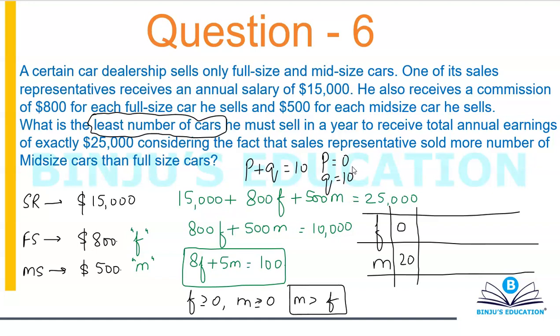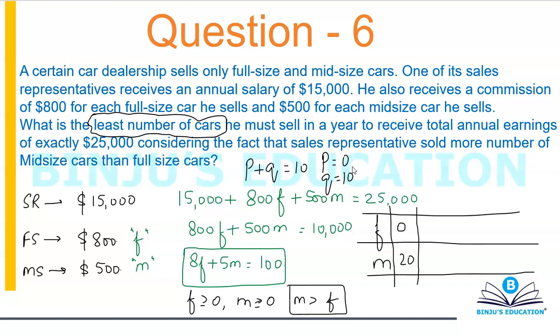Now, f can be 1, then 2, then 3, but I need integer values of f and m, because f and m represent full-size cars and mid-size cars. They can't be fractions, they have to be integers. If I take f to be 1, I get 5m is equal to 92. Is m an integer? No. Let's take f to be 2, so 5m is equal to 84. Is m an integer? No. Let's take f to be 3, then 5m is equal to 100 minus 24, that's 76. Is m an integer? No.